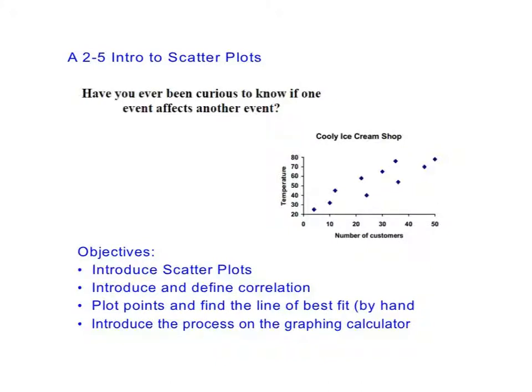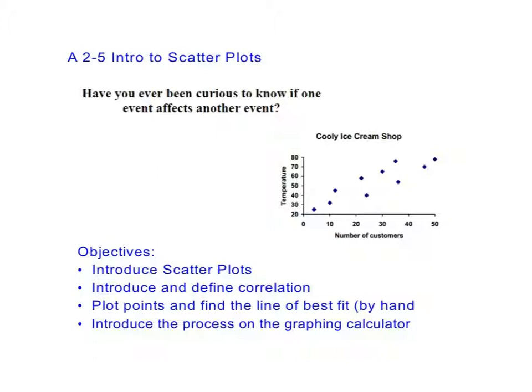This is the first video that talks about scatter plots. It's possible you did a few of these in Algebra 1. But I have a question here that says, have you ever been curious to know if one event affects another event? So for instance, you can see the Cooley ice cream shop that I have here. As the temperature is rising, you keep track of the number of customers based on the temperature, and then see if it has some kind of correlation.